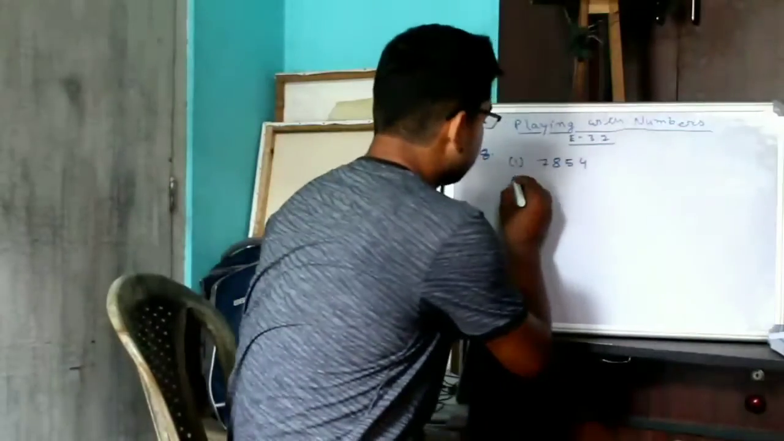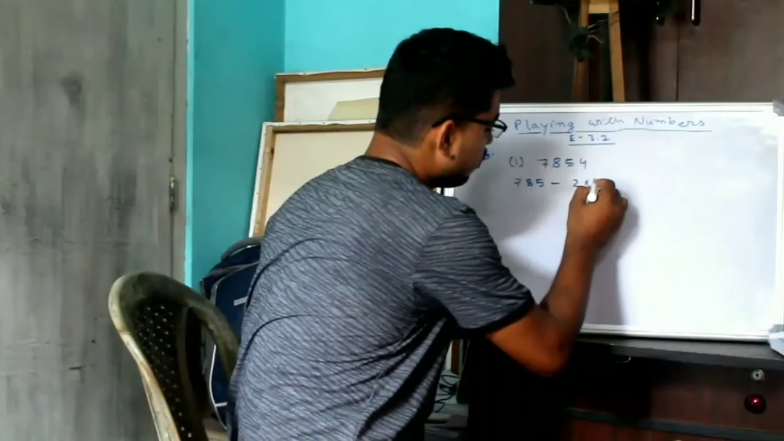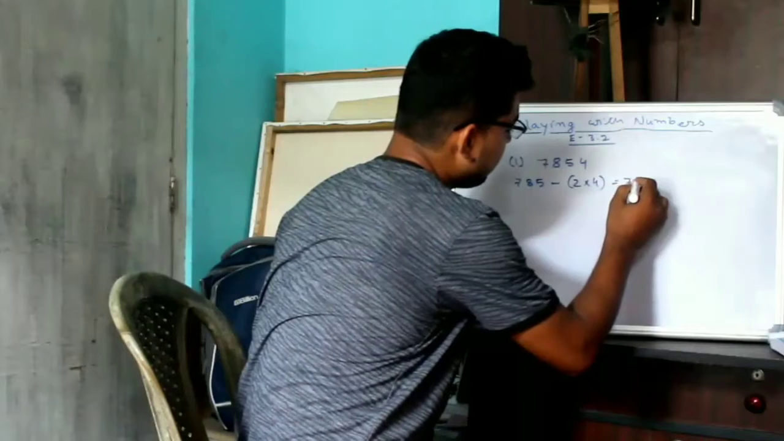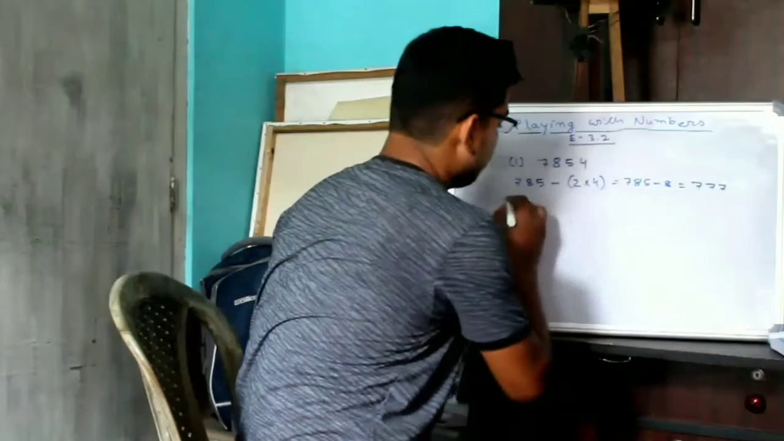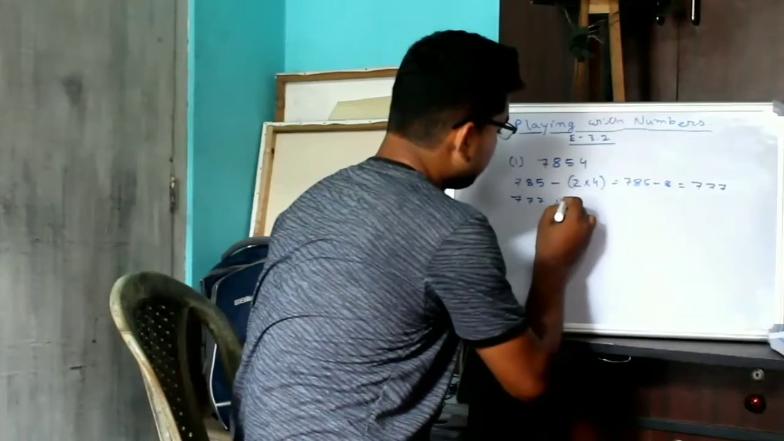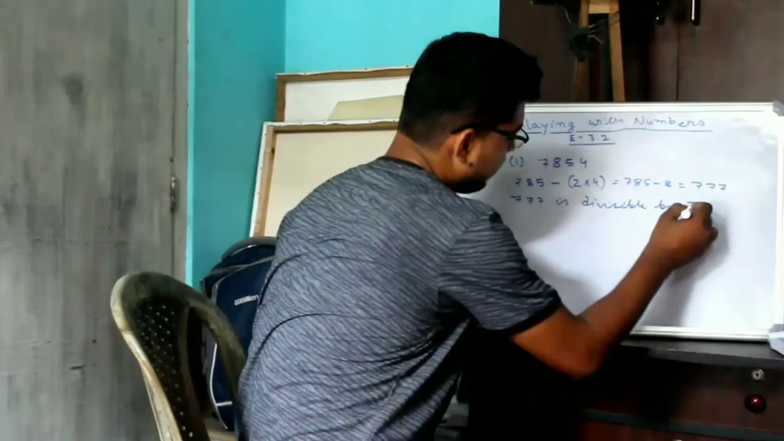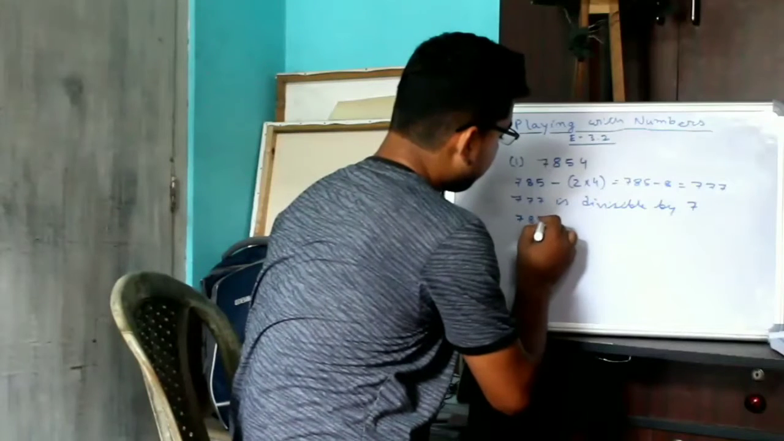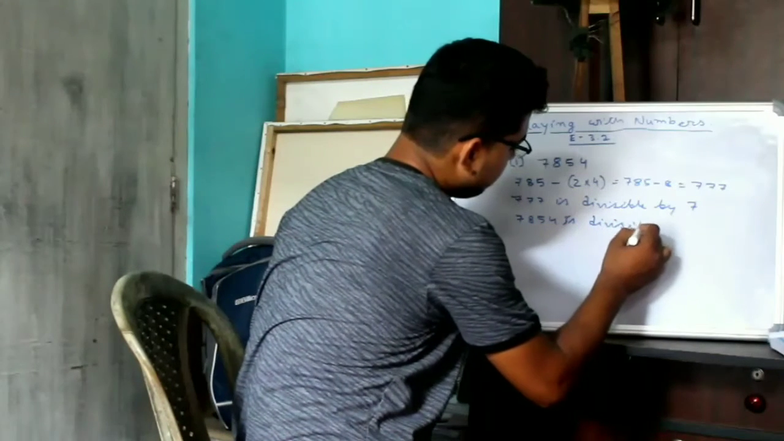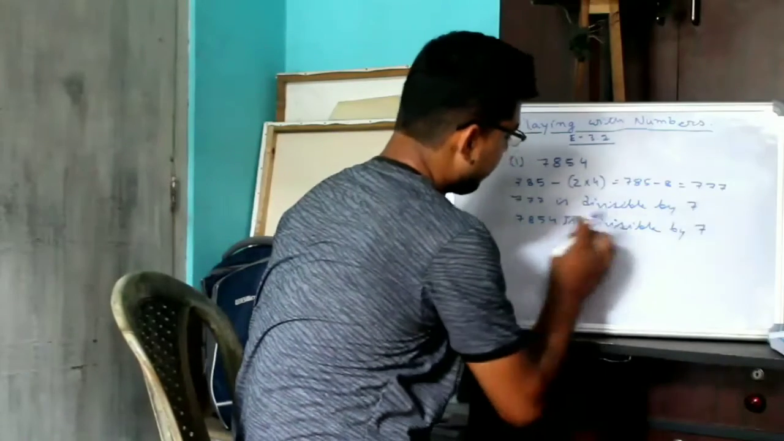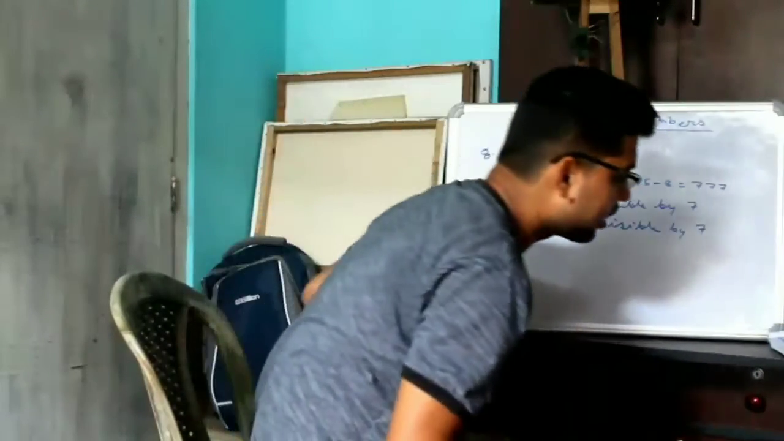So now check 785 minus twice the ones digit, which is 2 times 4, equals 785 minus 8 equals 777. 777 is divisible by 7. So 7854 is divisible by 7. It's divisible by 7.